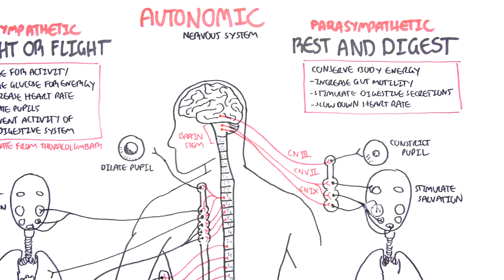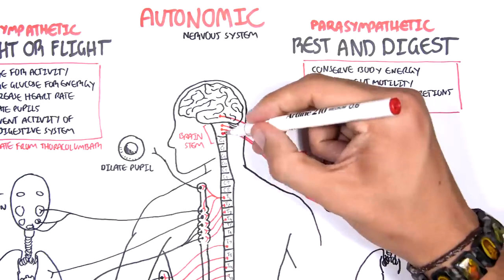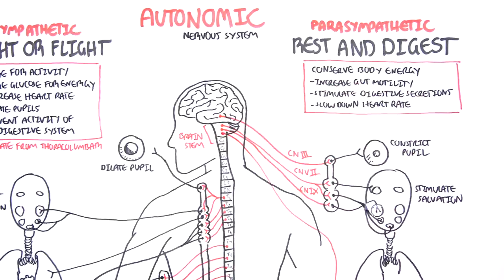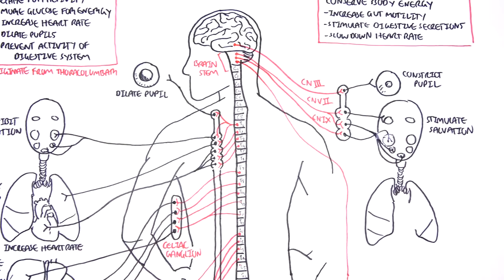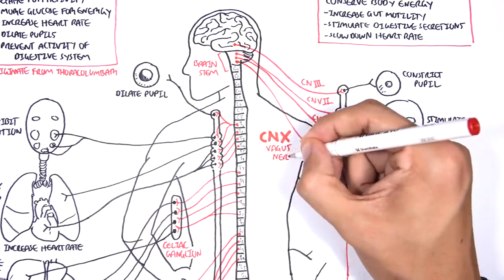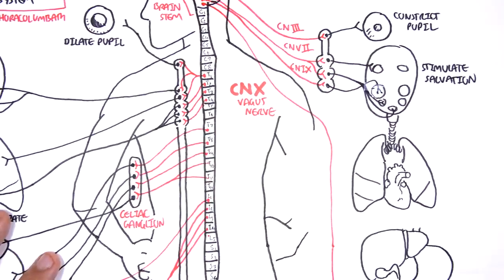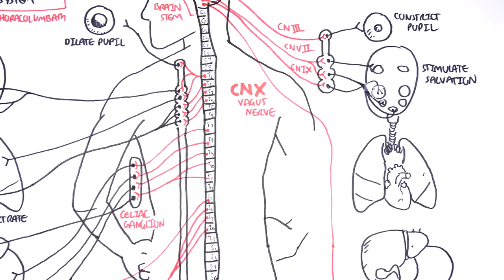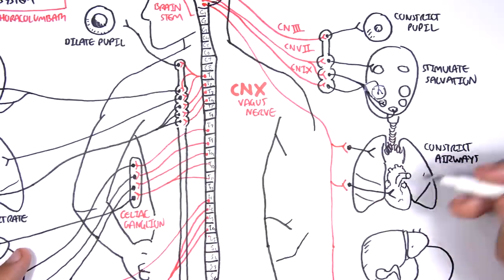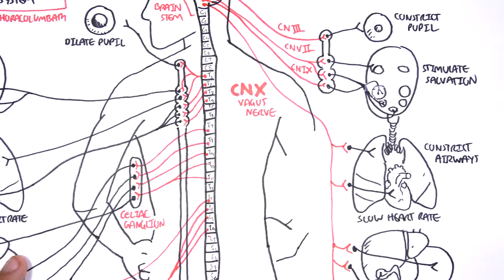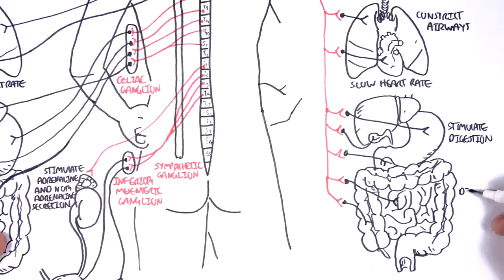A very, very important nerve, which is probably the main parasympathetic nerve, is cranial nerve number 10, also known as the vagus nerve. The vagus nerve targets most of the organs and tissues for parasympathetic activity. So it causes constriction of the airways, slowing the heart rate down. It stimulates digestion and dilates intestinal blood flow.